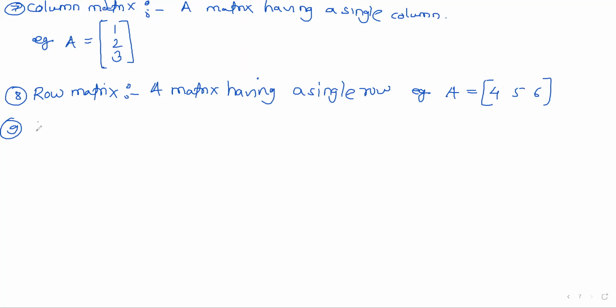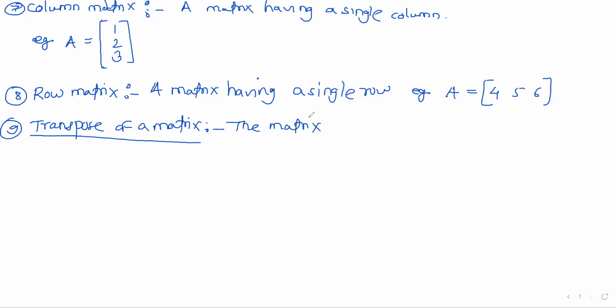Next is transpose of a matrix. Now you already know this, transpose of a matrix. What do you mean by transpose of a matrix? Interchanging the rows and columns. The matrix obtained by interchanging rows and columns.